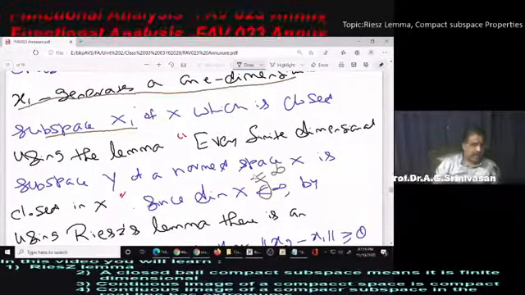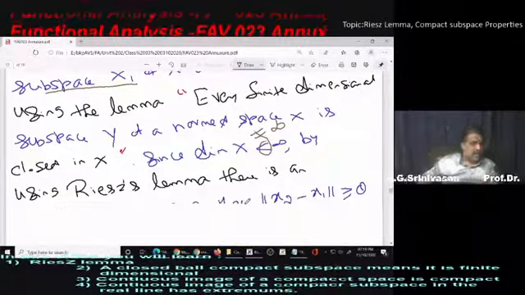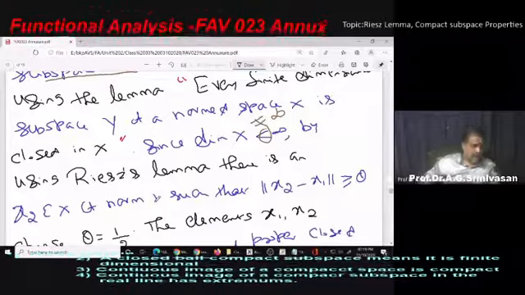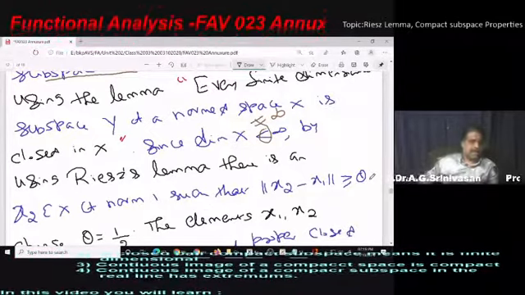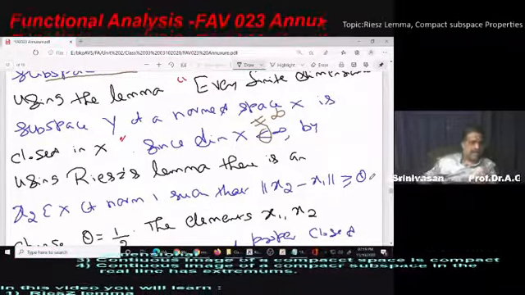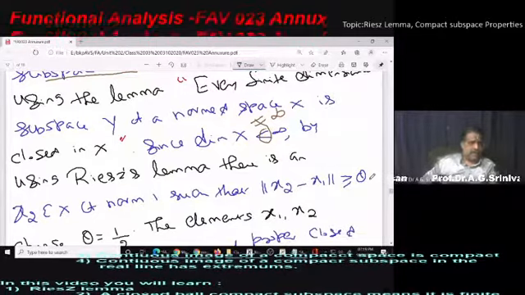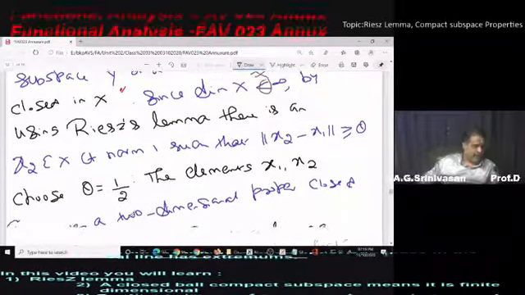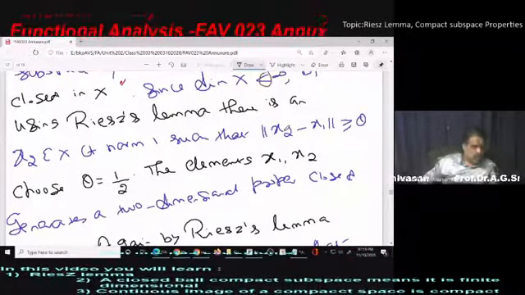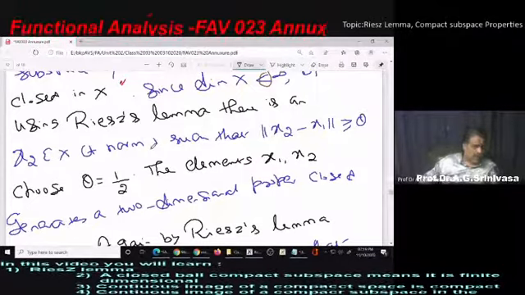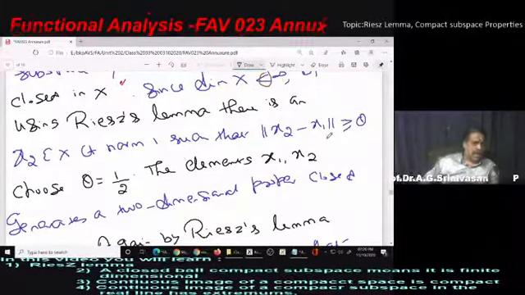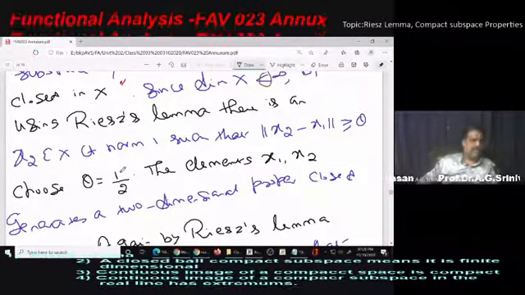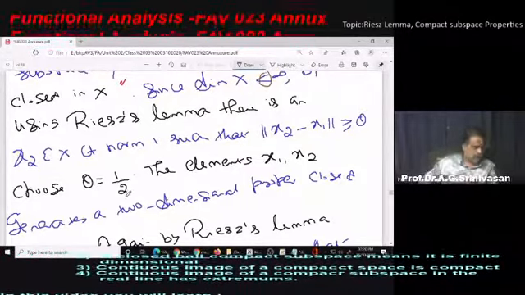Then, by Riesz's lemma, you can always find an x2 in X such that x2 has norm 1 and the norm of x2 minus x1 is greater than or equal to theta, for every real number theta between 0 and 1. Now I'll take theta equal to half. So you can always find x2 such that norm x2 is equal to 1 and norm of x2 minus x1 is greater than or equal to theta. For every theta in 0 to 1, we will take theta equal to 1 by 2.